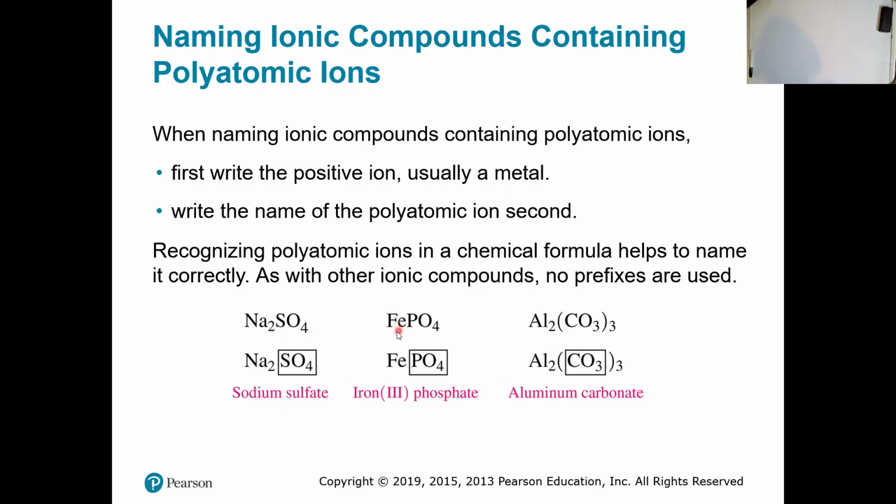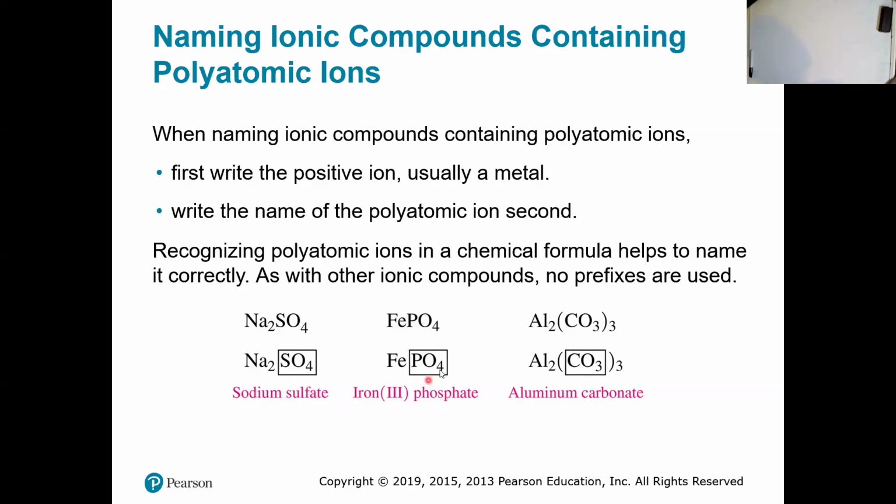For the compound FePO4, we know that the phosphate ion has a -3 charge. We know that iron is a metal that can have many different charges. So if phosphate is a -3 charge and there's only one iron, that means iron has to have a +3 charge. So the name for our compound is going to be iron(III) phosphate, right?